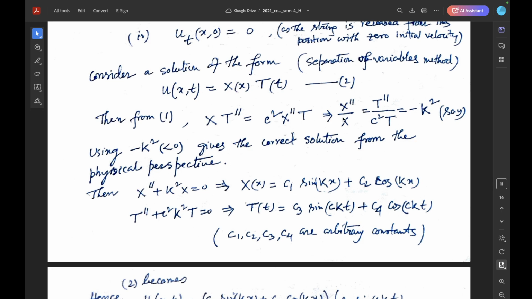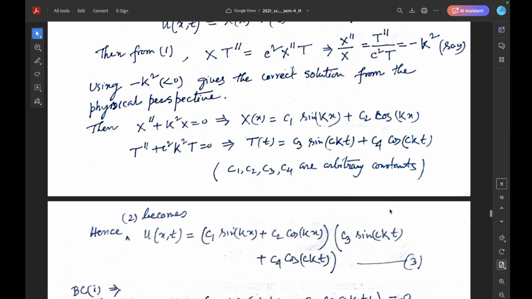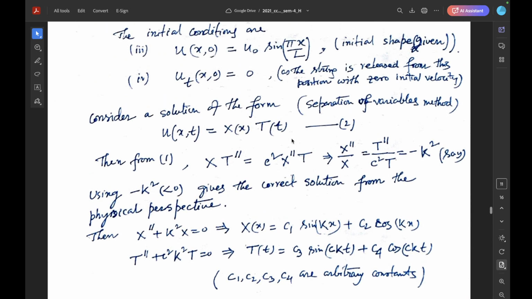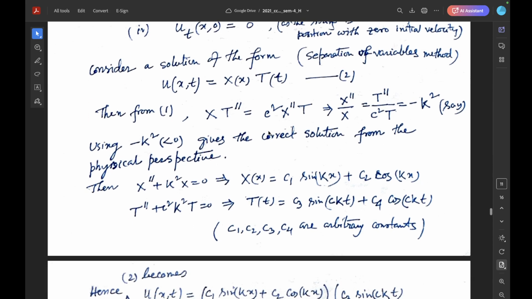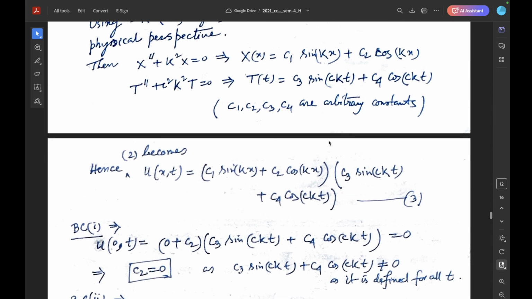Then X'' + k²X = 0. Hence, solving this second order homogeneous differential equation, X = c1 sin kx + c2 cos kx, and from T'' + c²k²T = 0, T = c3 sin(ckt) + c4 cos(ckt), where c1, c2, c3, c4 are arbitrary constants. Hence u = X T, so X is this and T is this. So we get u = (c1 sin kx + c2 cos kx)(c3 sin ckt + c4 cos ckt), equation 3.